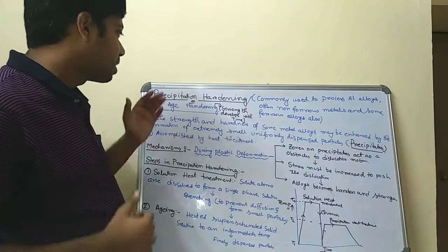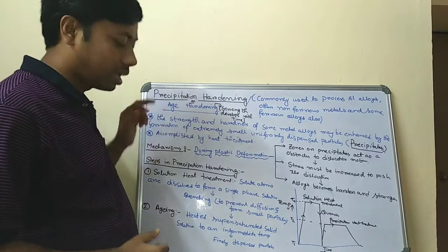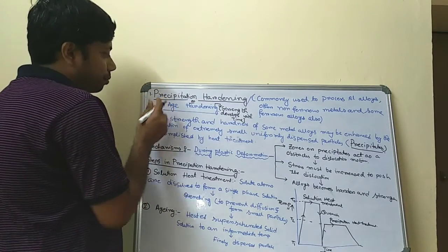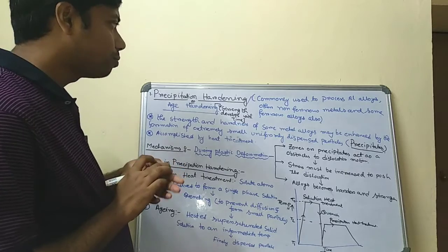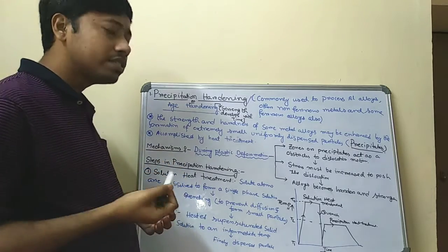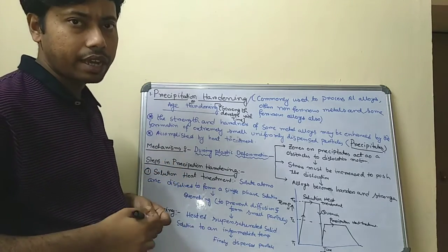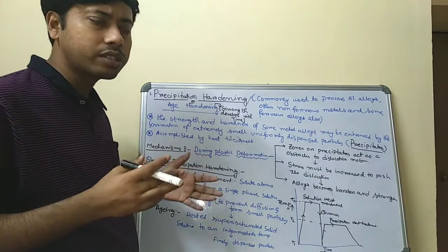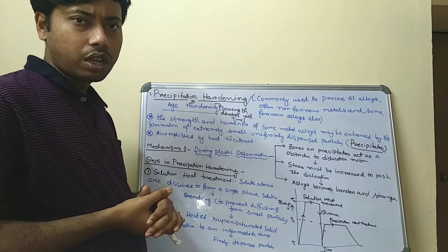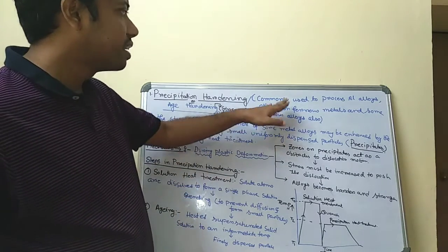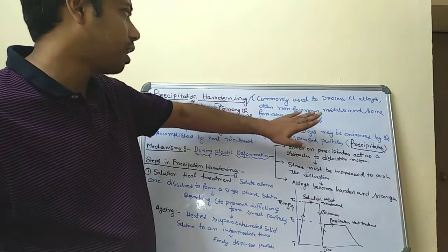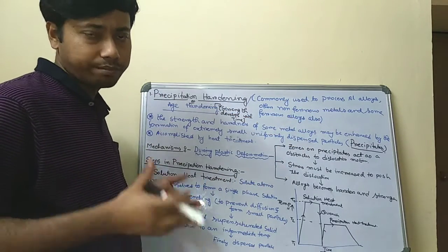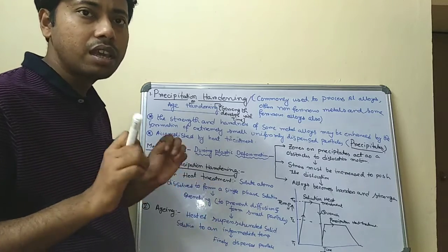Now, precipitation hardening is sometimes also called age hardening. Both are actually the same. It is used to strengthen non-ferrous materials like aluminum alloy and magnesium alloy, and also some ferrous alloys, to increase the strength of the materials. You can use this strengthening mechanism for those types of materials.